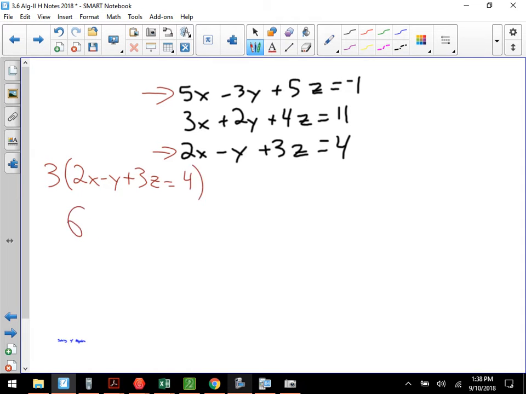So we get 6x minus 3y plus 9z is 12. This is a great reminder in how to use the distributive property. You guys tend to forget to multiply that last term, so don't forget. Write down that first equation now, below it, 5x minus 3y.